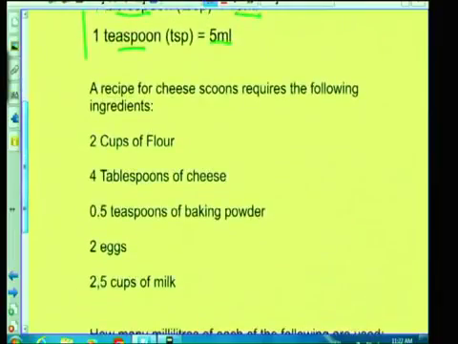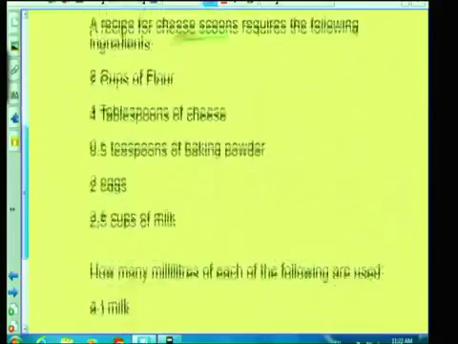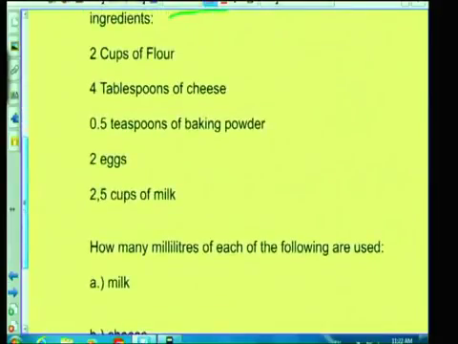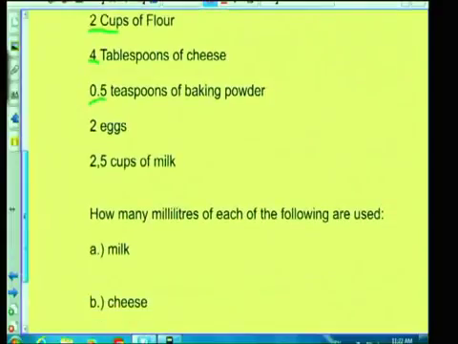So here's the ingredient list for cheese scones. And what we're told is it's 2 cups of flour, 4 tablespoons of cheese, half a teaspoon of baking powder, 2 eggs, 2,5 cups of milk. And now they say to you, how many milliliters of each of the following are used?